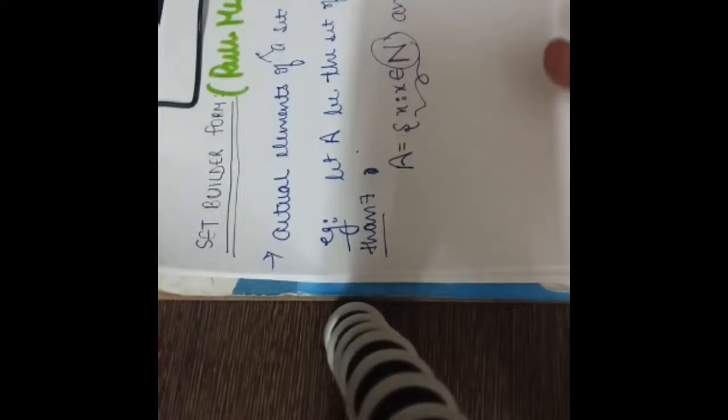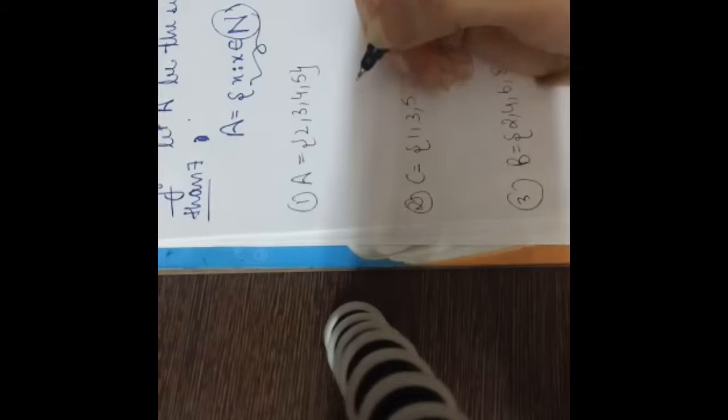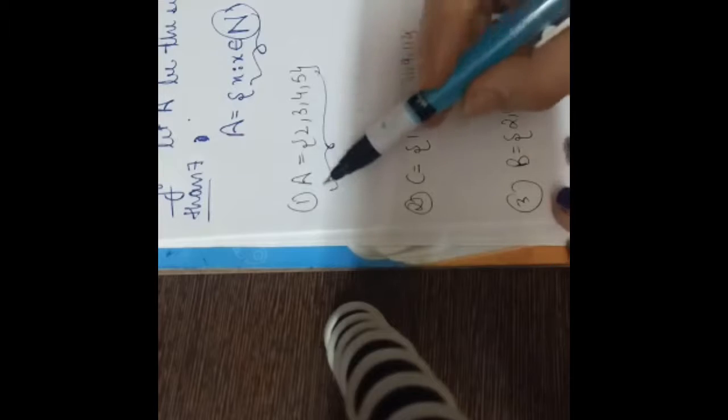I hope this example is very clear to you. Now let's consider some further examples. As you can see, I've given a set in the roster form, right? You've been given a set A is {2, 3, 4, 5}, correct? You have to represent this set in the set builder form or in the rule method. Now how are we going to do that? A is equal to x such that x belongs to natural numbers.